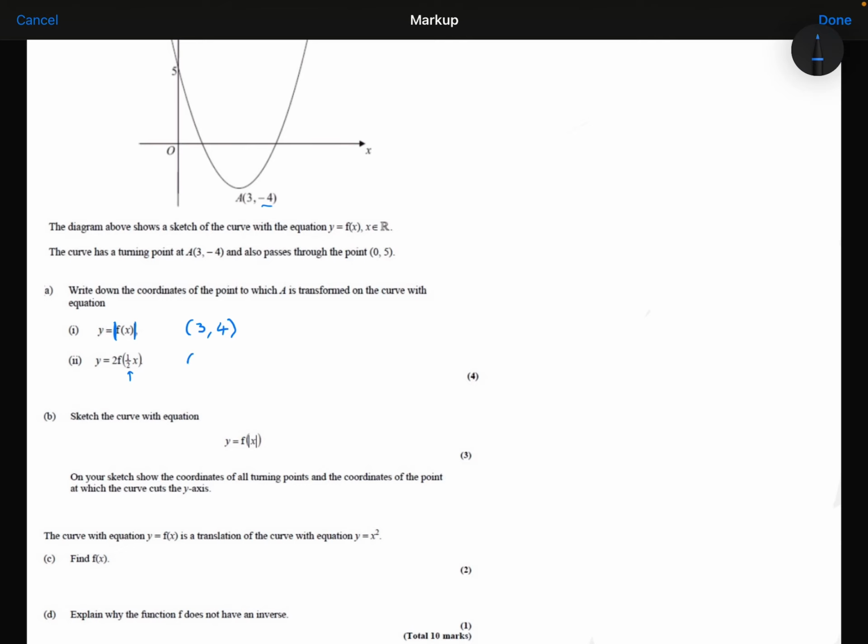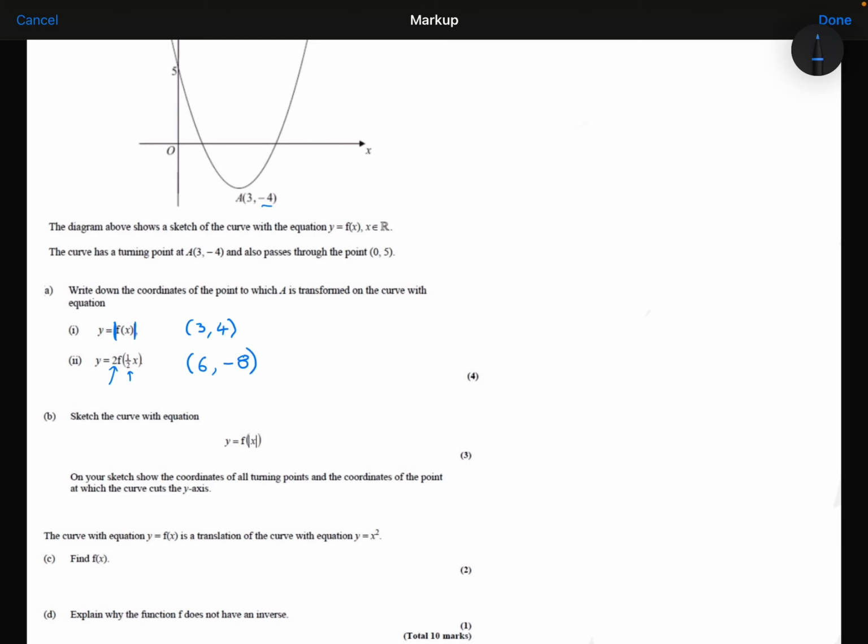So the original x coordinate of point A was 3. We're going to multiply that by 2 and get 6. The 2 on the outside of the function is going to affect the y coordinate, and we're going to do what we would usually do there. There's no opposite when it comes to the y coordinates. So we're just going to multiply the y coordinate by 2. So the -4 becomes -8.